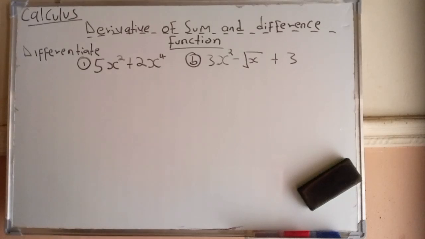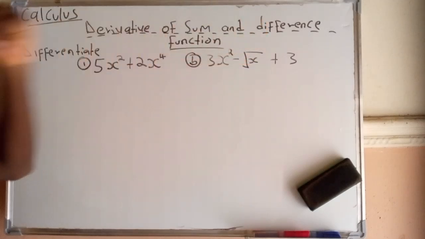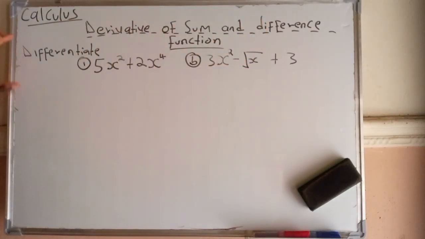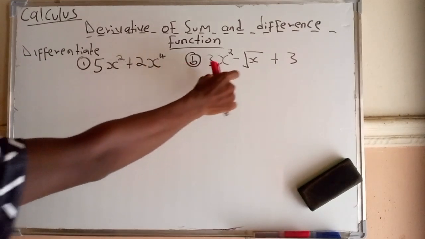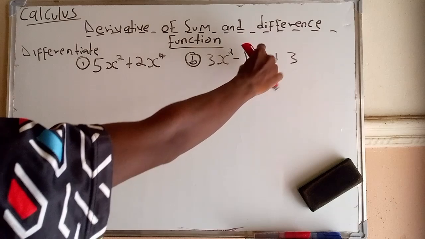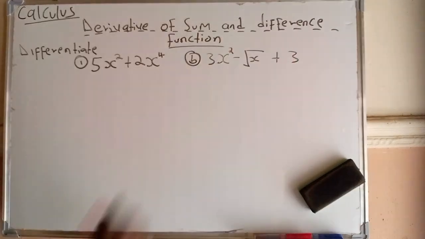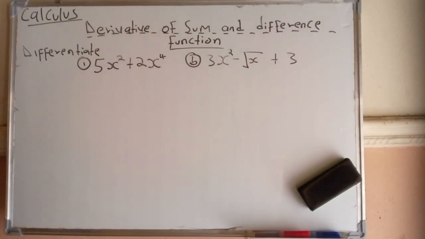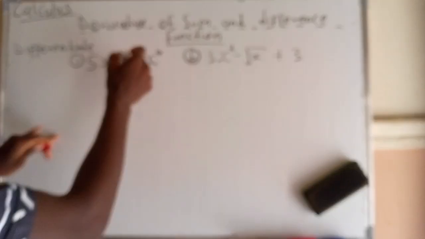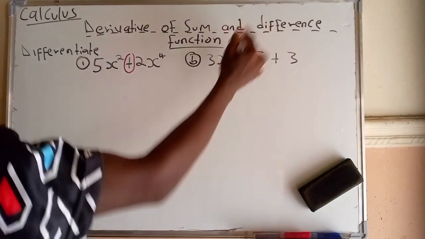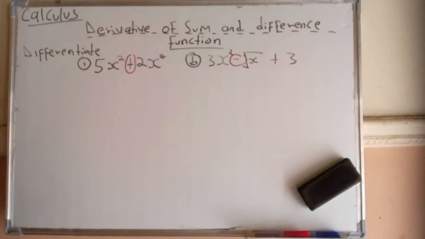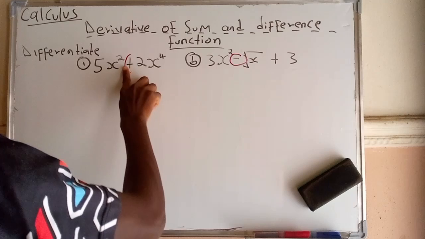Today we are going to talk about the derivatives of sum and difference functions. First, the question says differentiate 5x squared plus 2x power 4, and 3x squared minus square root of x plus 3. So the main topic is the derivatives of sum and difference. Sum means addition. Difference means minus.